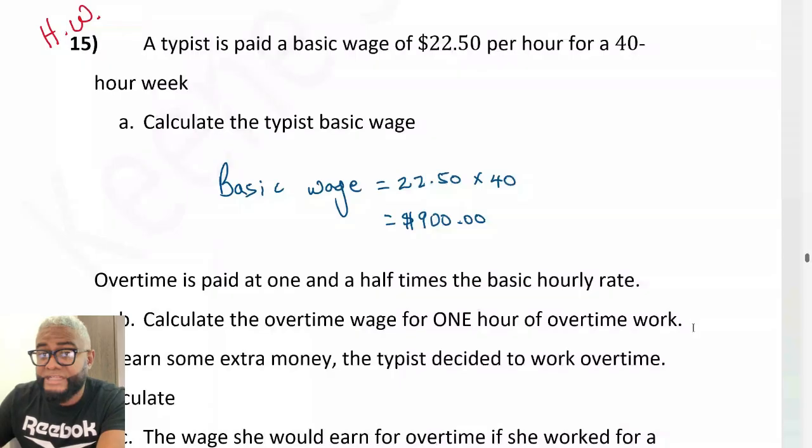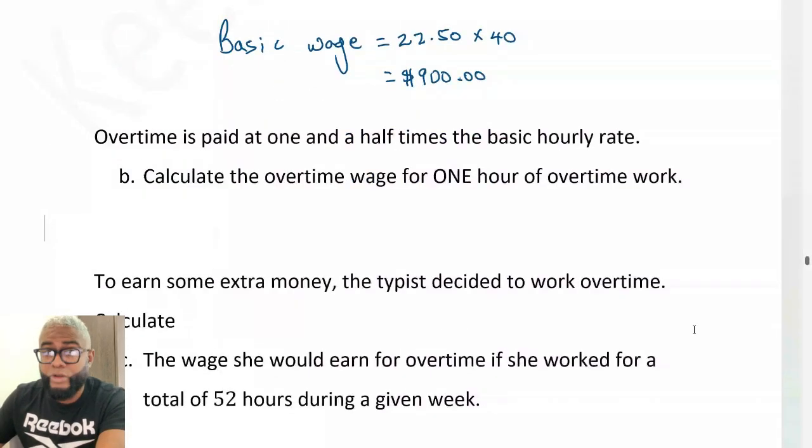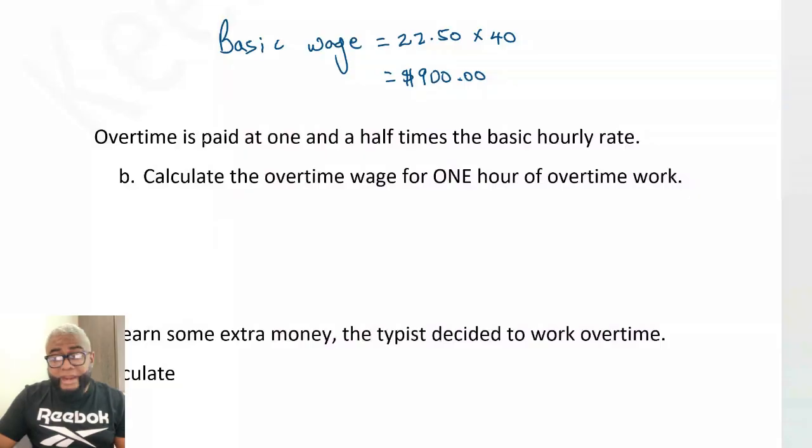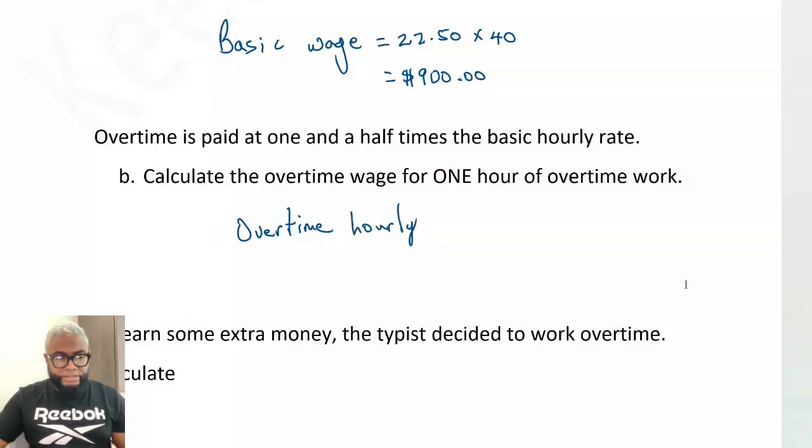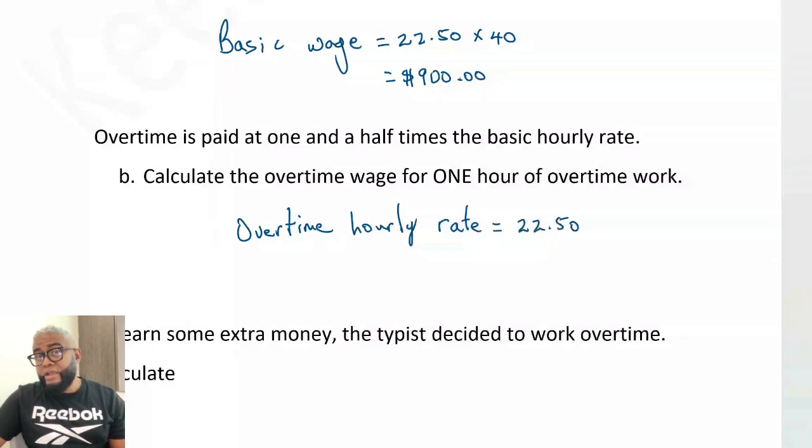Calculate the overtime wage for 1 hour of overtime work. So I just said time and a half is 1.5. So you simply take this, your overtime hourly rate. This will be equal to 22.50, which is your basic hourly rate, multiplied by 1.5. You go to your calculator, you punch that in, tell me what you are getting for your overtime hourly rate.